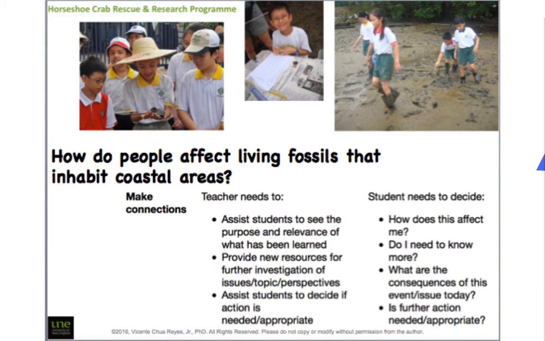An important component of becoming critical reflective practitioners is to make connections. So this is the horseshoe crab rescue and research program that we have. I used to do this with my pre-service teachers. And what they do then is they bring their young learners to these communities. So these are primary school kids that do exactly the same thing that the pre-service educators did. And then we make connections.